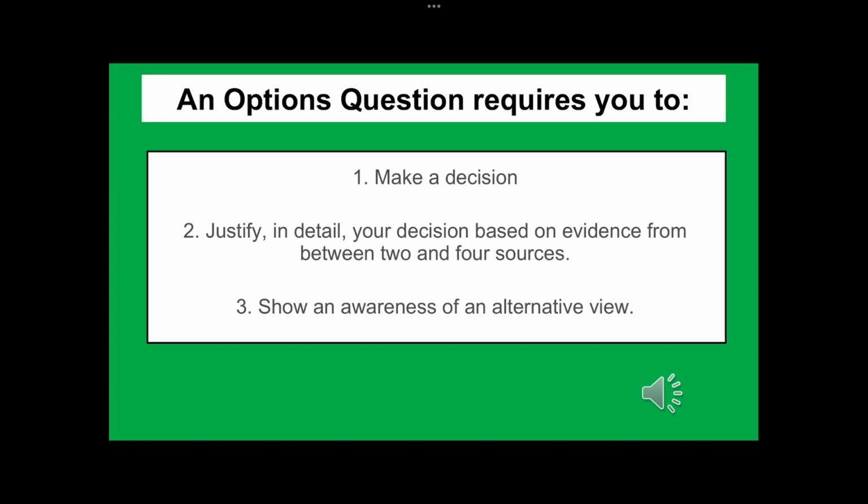In this one, kind of similar to the support and oppose, you also need to show an awareness of an alternative view. So in that regard, it's not too different from your support and oppose insofar as you are supporting one option, opposing the other option that the question gives you, but still showing that awareness that there is another option and that it is maybe a viable one based on some evidence in the sources. So again, don't overcomplicate it.